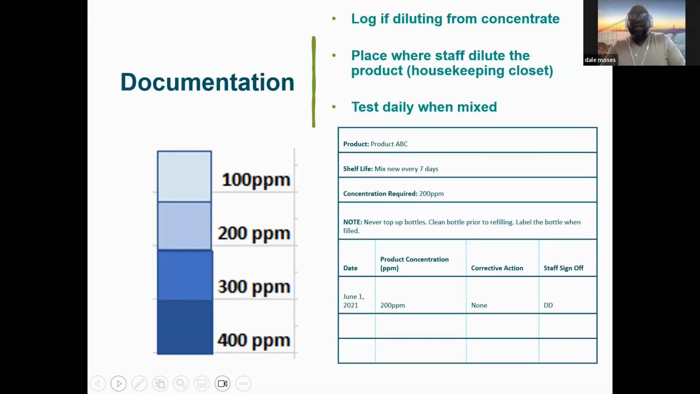As well, in terms of documentation, we would like to double check and ensure that the disinfectants that you're using, when they're being mixed, you've tested them for their concentration requirements. So with this product ABC, shelf life, mix new every 7 days. You have a concentration required of 200 parts per million, and you have a date that it was checked and made, and whether or not there are corrective actions, or whether or not staff has signed off as well. These are things that we look for to ensure, one, that the organization has been cleaned and disinfected, and two, the disinfectant that you're using was checked to ensure that it met the requirements to be considered a disinfectant as well.